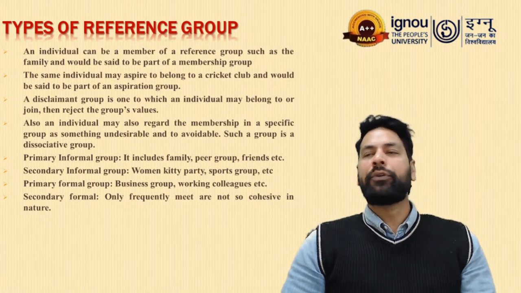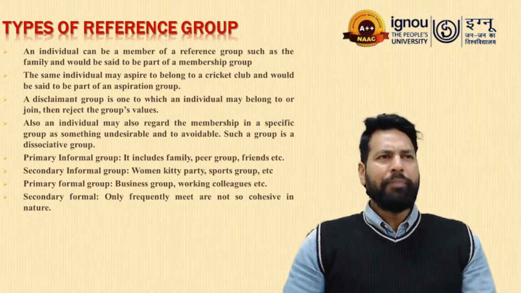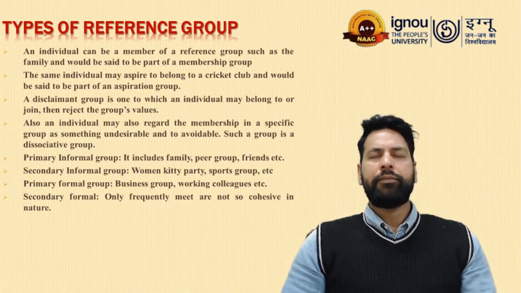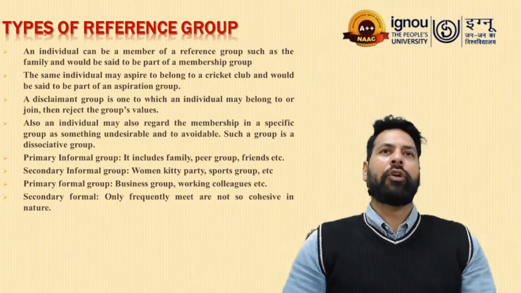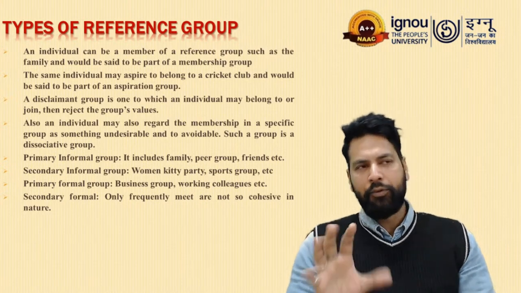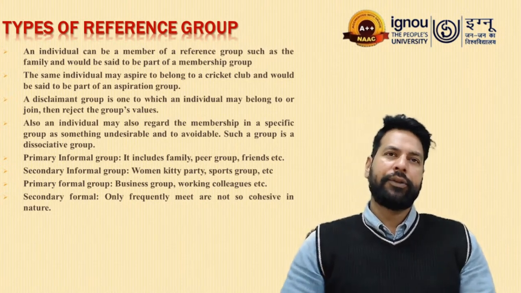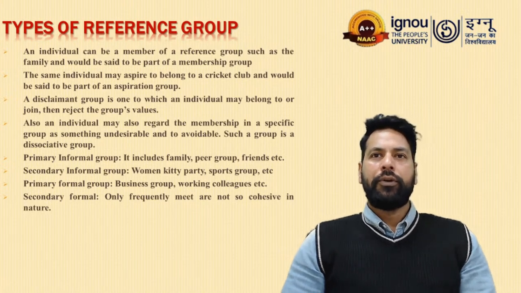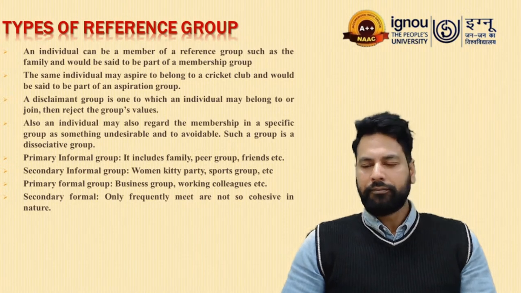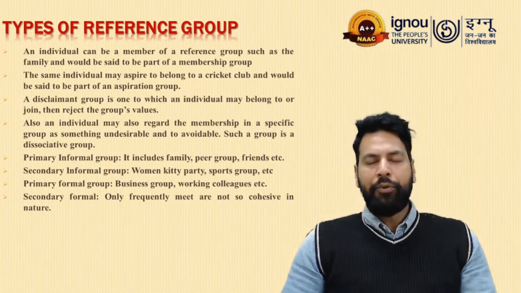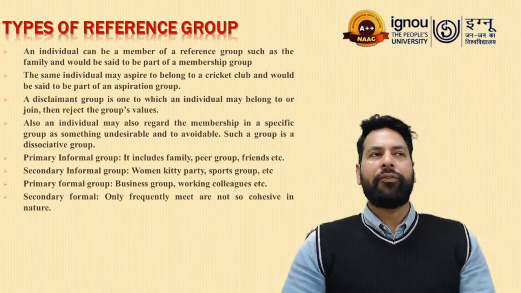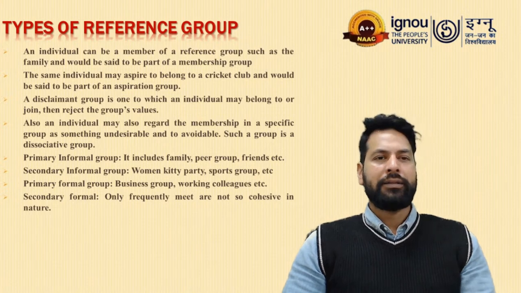Third would be disclaimant group, in which maybe the individual becomes a member but doesn't abide by the values or by the rules and regulations of that group. Look, every group has some rules and regulations. Your family has, your cricket club has rules and regulations. Disclaimant group, like I become a part, but I don't abide by them. I don't appreciate the kind of values the group demands.